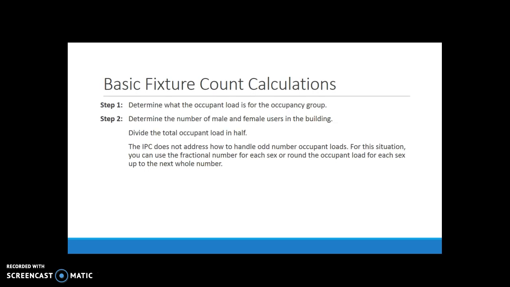So basic fixture count calculations, we want to, step 1, determine what the occupant load is for the occupancy group, and then 2, determine the number of male and female users in the building. To do that, we're going to divide the total occupant load in half. The IPC, which is the International Plumbing Code, does not address how to handle odd number occupant loads. For this situation, you can use a fraction number for each sex or round the occupant load for each sex up to the next whole number.